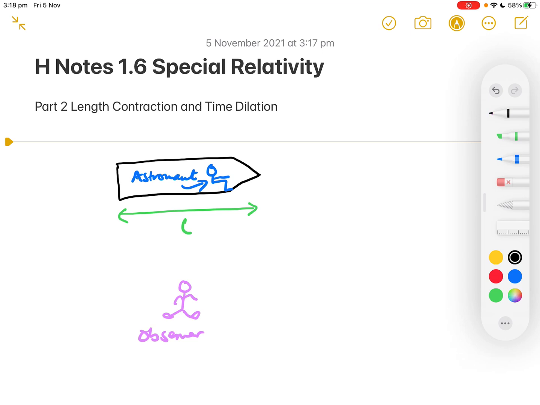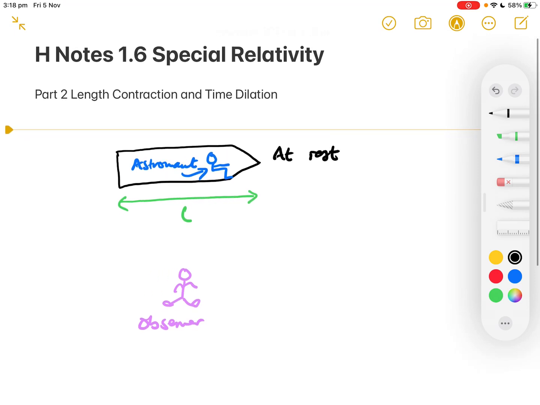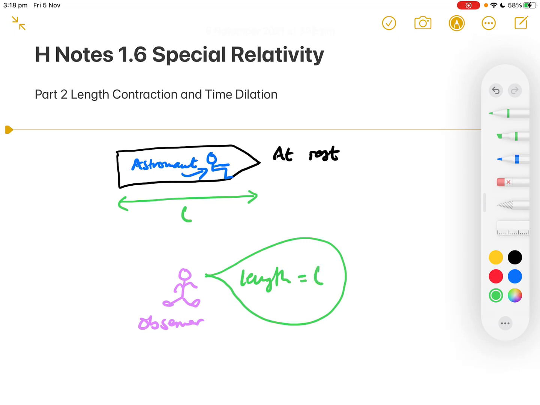Now, if the spaceship is at rest on the Earth, so this is a very simple situation. The spaceship's just sitting on the Earth, the astronaut's inside it, the observer's outside it. What do they both measure the length to be? Well, this guy here says length equals L, say 50 meters or whatever.